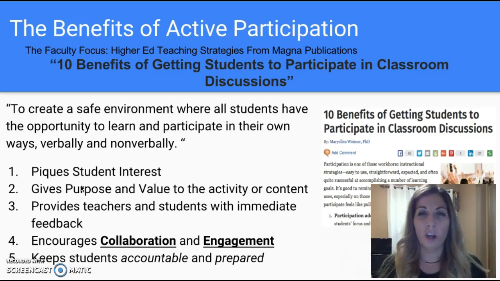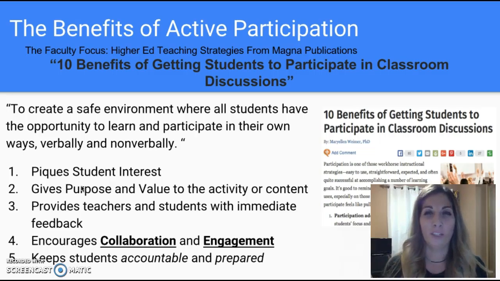In researching articles about active participation, I came across many articles that talked about active participation leading to peak interest of students and adding to the value and purpose of lessons and more engagement by students.